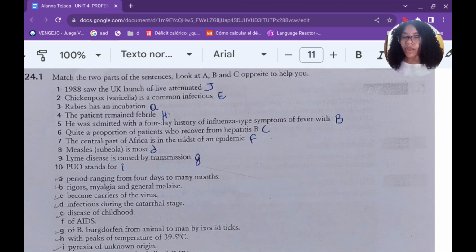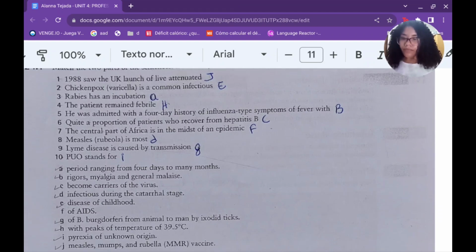7. The central part of Africa is in the midst of an epidemic of AIDS. 8. Measles rubella is most infectious during the prodromal stage. 9. Lyme disease is caused by transmission of B. burgdorferi from animal to man by ixodid ticks. 10. PUO stands for pyrexia of unknown origin.